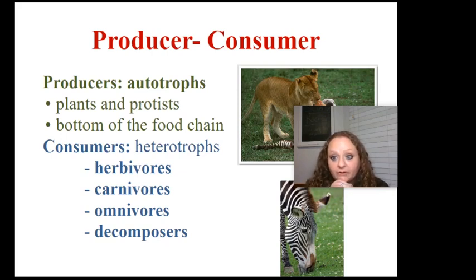Consumers are our heterotrophs. These are organisms that are eating producers or eating each other, eating other consumers. And we refer to these guys as either herbivores if they're eating plants and producers, carnivores if they're eating other consumers, omnivores if they're eating both, and decomposers if they're not really consuming anything. Instead, they're just breaking down dead things. Think fungi, bacteria are fantastic decomposers.